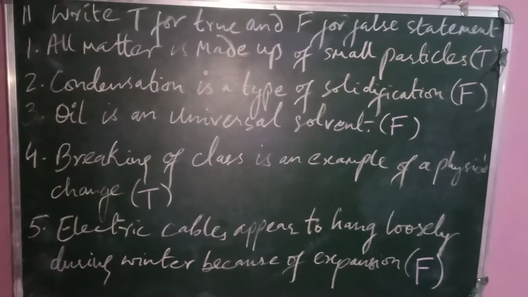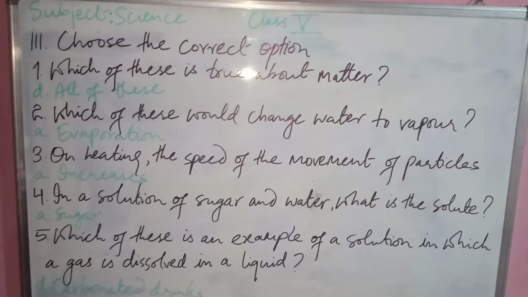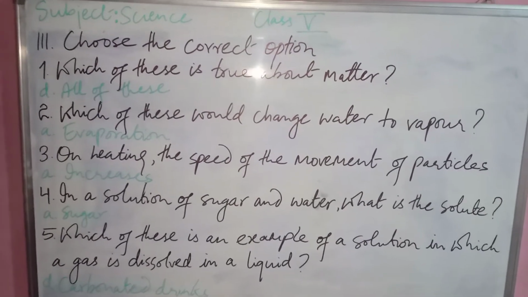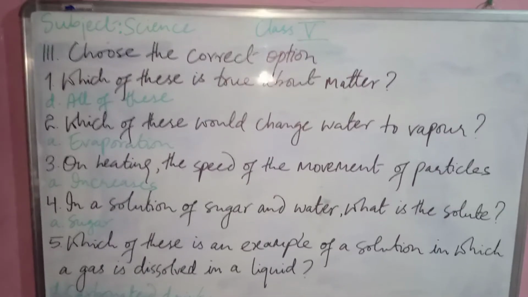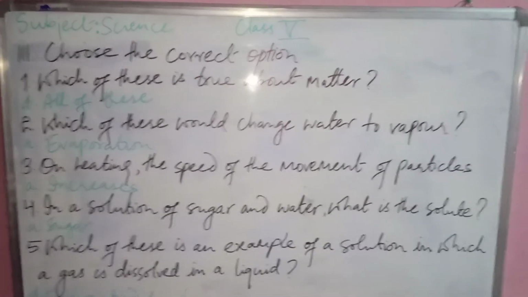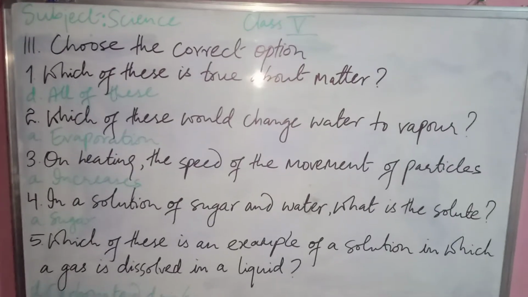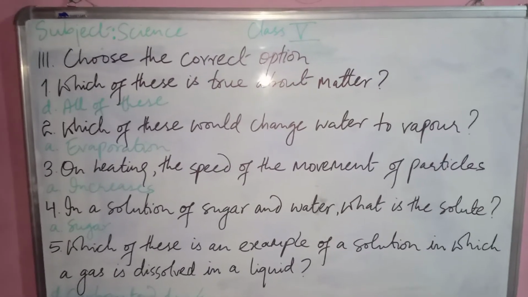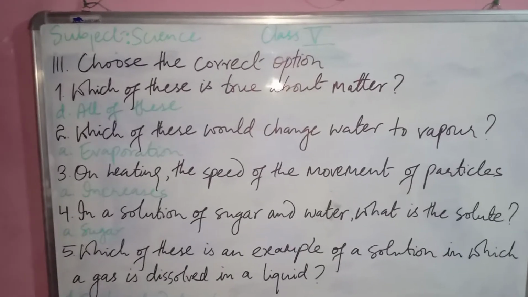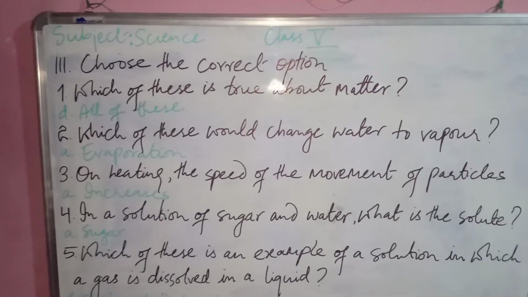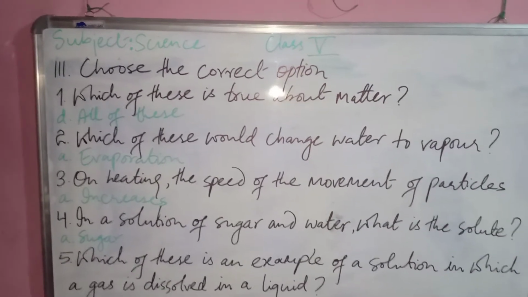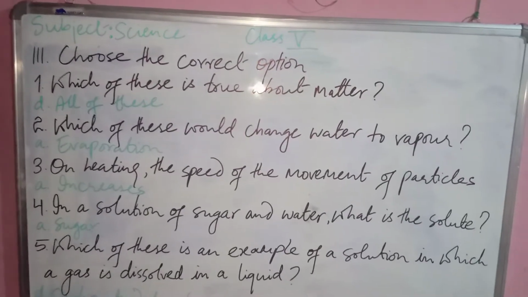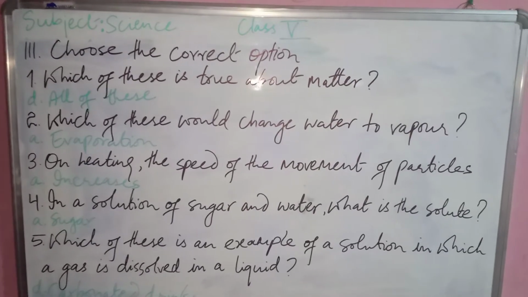Moving on with the next question. Let's begin. Choose the correct options. In question 1, which of these is true about matter? We have options like it is made up of particles, it occupies space, and it has mass, or option D, all of these. So all of these is the correct answer.